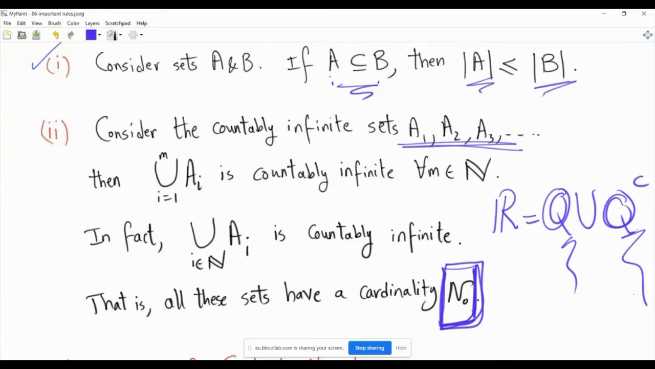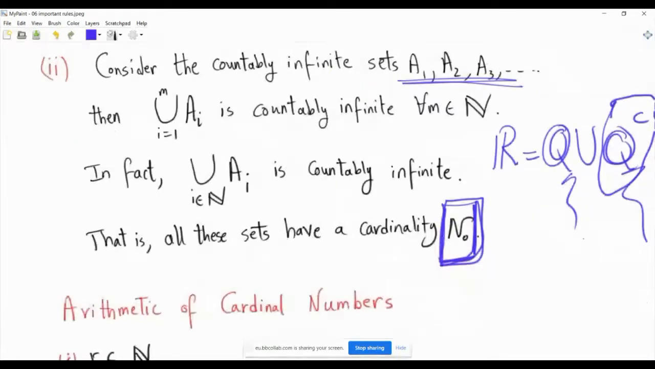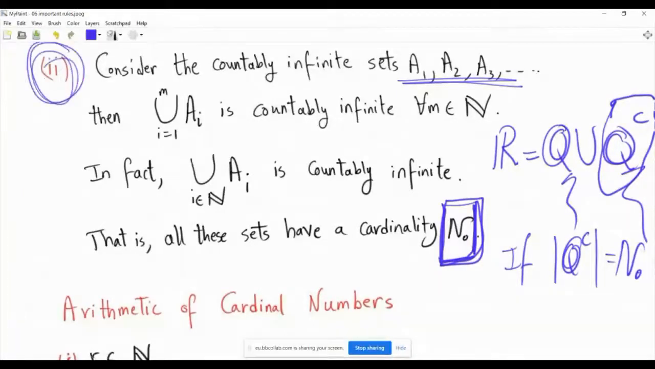Now, what is the cardinality of irrational numbers? We can do it by contradiction. Assume that the irrational numbers are countably infinite, so the cardinality of the irrational numbers is Aleph Naught. According to this property, the rational numbers have cardinality Aleph Naught, and the irrational numbers, under our assumption, also have cardinality Aleph Naught. So according to this property, their union should have cardinality Aleph Naught.